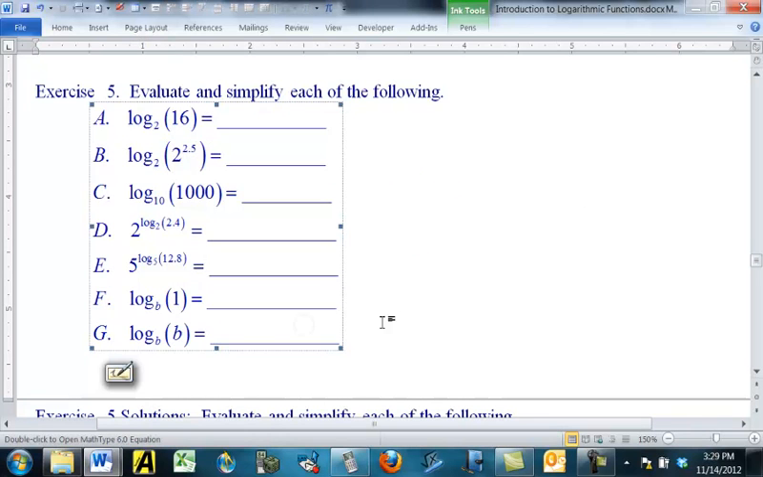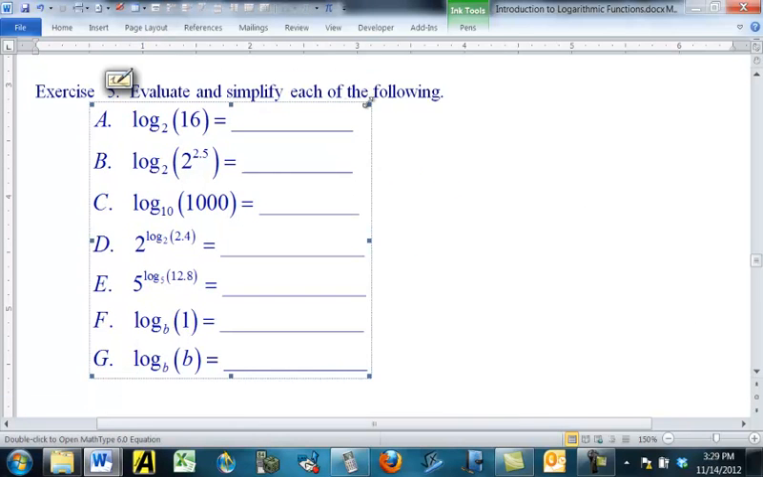So see if you can use those properties here to simplify these expressions. I'll give you a chance to work on those on your own, and then we'll come back and check your answers in a minute. Press pause now.